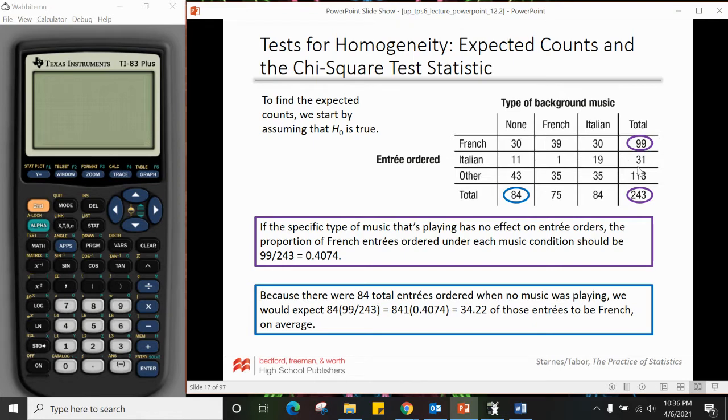So the fact that, on average, we'd expect 99 out of 243, this is a probability of selecting a French entree. And since there is no difference, we would expect that that would hold for all types of music. So if there are 84 total entrees ordered when no music was playing, we would expect 84 times that number to be the number of French entrees.